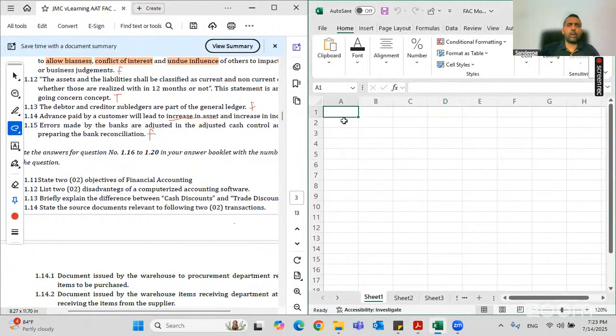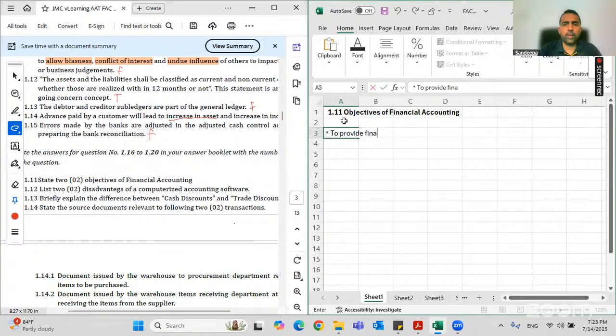Look at the first one, 1.11. State the objectives of financial accounting. Objectives of financial accounting. There are so many objectives, children. We'll take one by one. First one, to provide financial information to stakeholders for them to take economic decisions. That is the main objective.